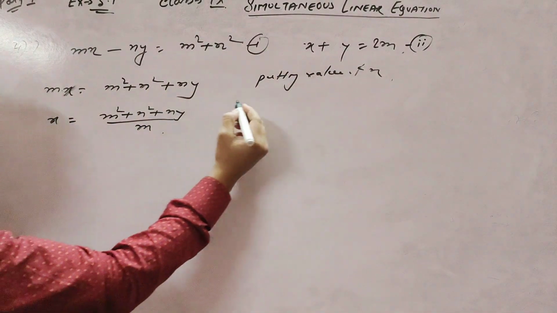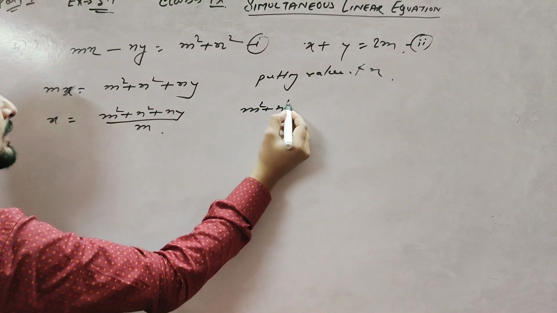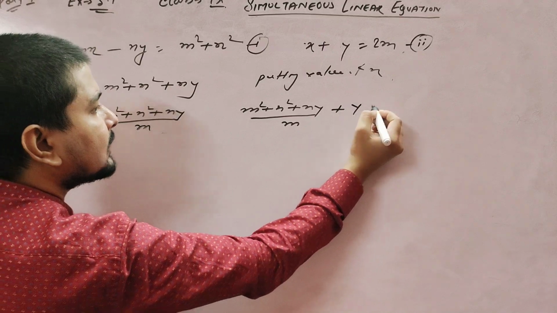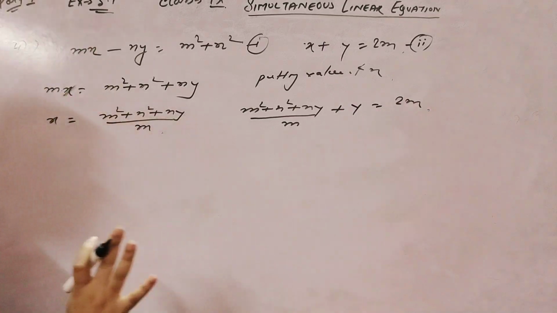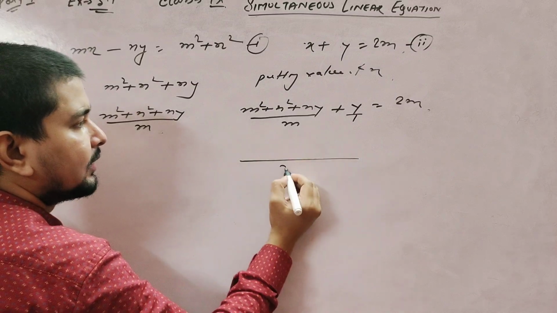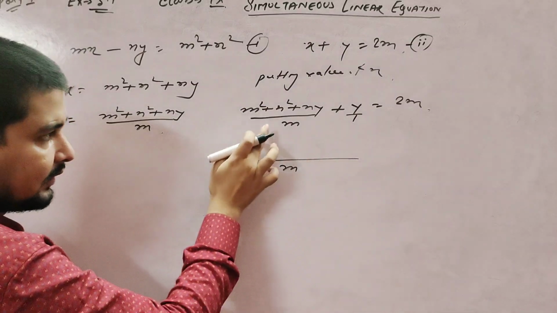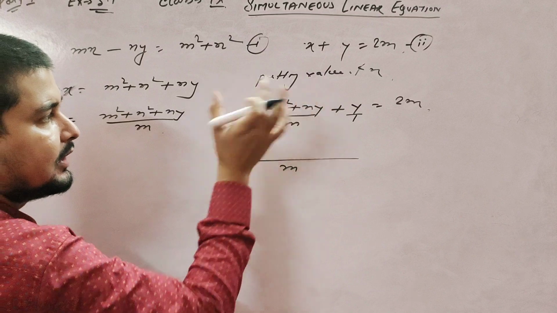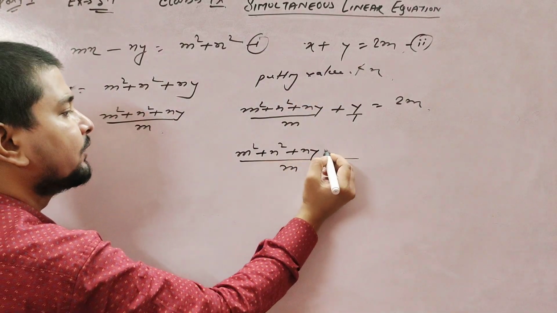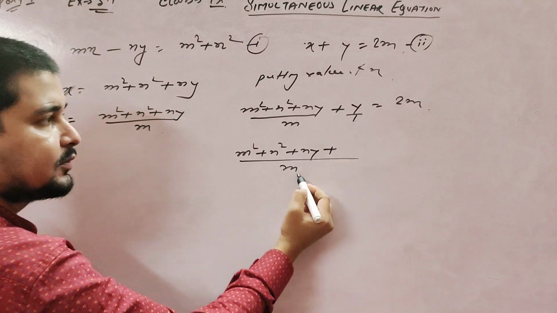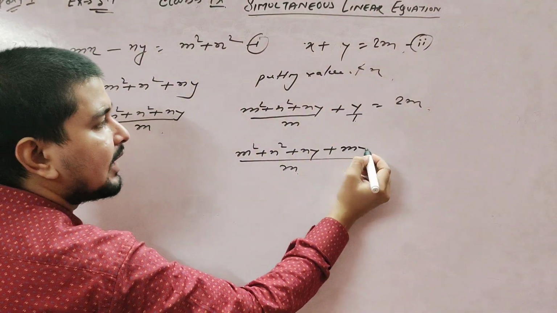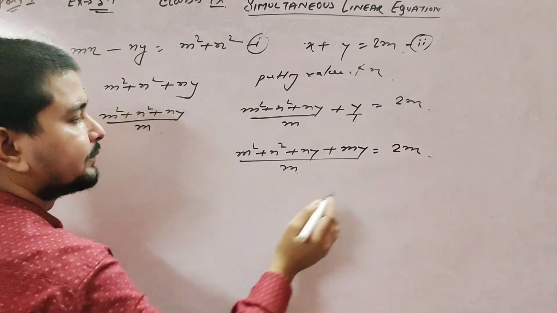What is the value of x? That is m square plus n square plus ny by m plus y equals 2m. Done? Okay. The LCM is m, divided, that is 1. So 1 multiplied by this portion is m square plus n square plus ny, plus this portion divided, that is 1 divided by m, that is m into y, it's my, equals 2m.